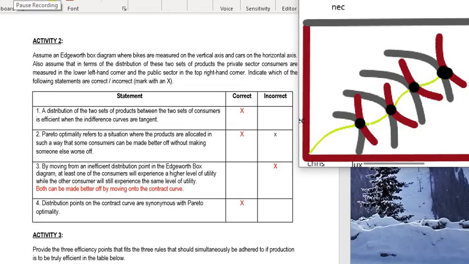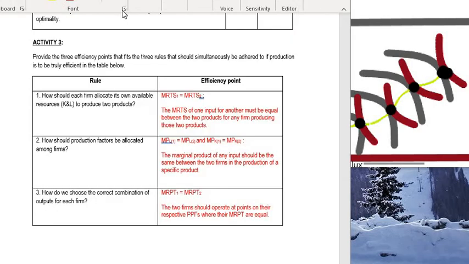Now moving on to activity 3. Activity 3 is basically asking you to give the efficiency criterion for when you are allocating resources to the production of two products in one specific firm. So that's the first scenario. And then the second one is the allocation of production factors amongst different firms. And then the third one is the combination of output between each firm.